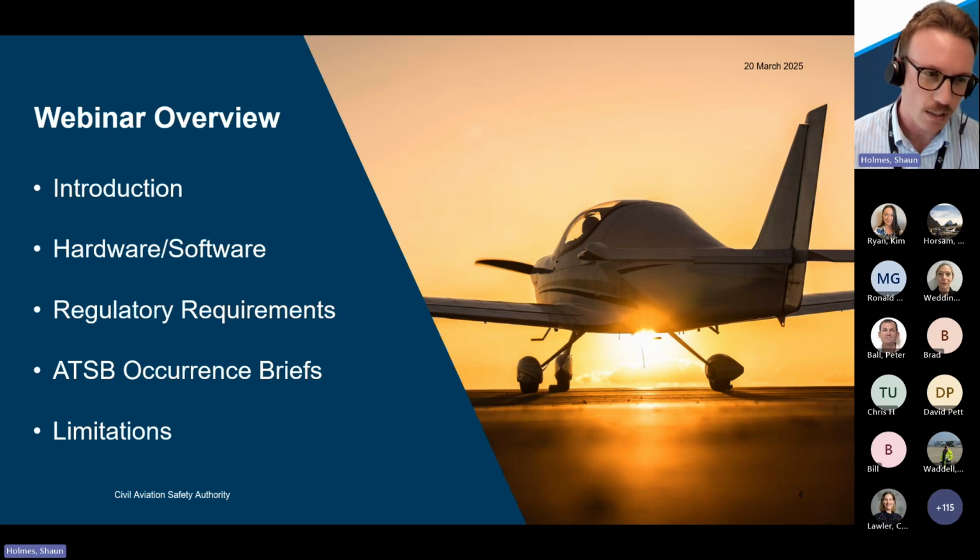We'll look at the regulatory requirements in terms of usage, mounting systems, and any considerations there. We have a couple of ATSB occurrence briefs which give us the opportunity to look at why we have some of those regulatory requirements in place. And when we discuss those ATSB occurrence briefs, it's so that we can extract the safety elements from there rather than looking to apportion blame to any of the pilots involved.